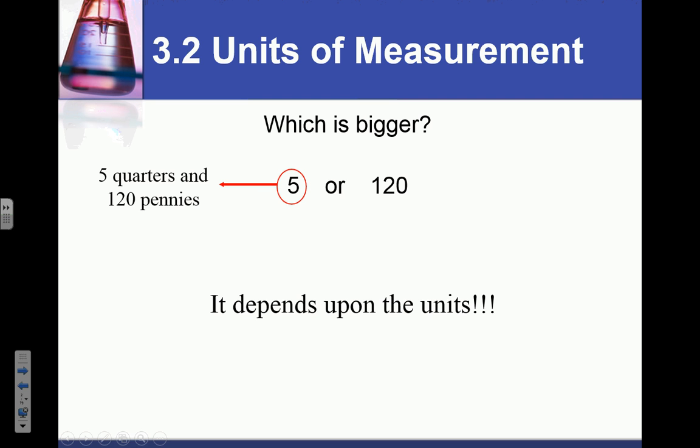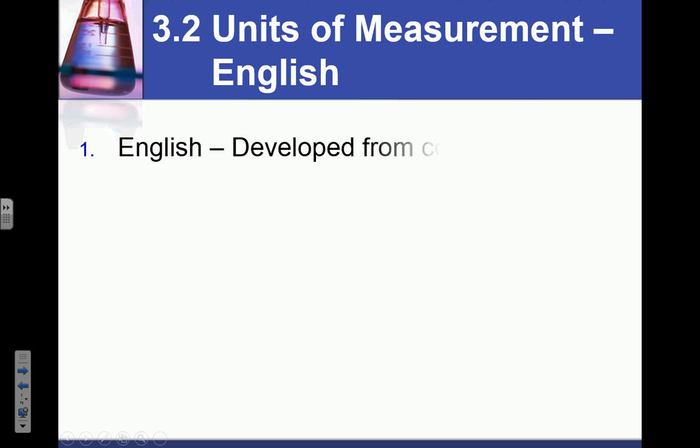I mean, it could be 5 if it was 5 quarters and 120 pennies, or it could be 120 if it was 5 pennies and 120 quarters. So really, a number without a unit is meaningless in chemistry. Very rarely will we ever see just a number because that unit behind that number is what really gives depth and meaning to that number.